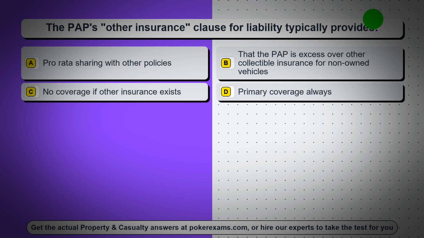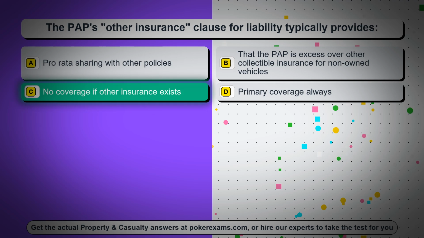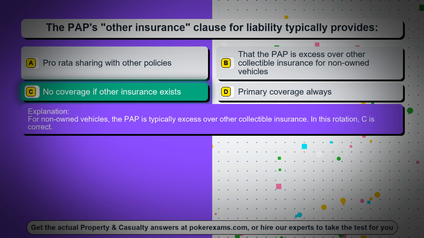Question 77. The PAP's other insurance clause for liability typically provides: Option A, pro rata sharing with other policies. Option B, that the PAP is excess over other collectible insurance for non-owned vehicles. Option C, no coverage if other insurance exists. Option D, primary coverage always. The correct answer is option C, no coverage if other insurance exists. For non-owned vehicles, the PAP is typically excess over other collectible insurance. In this rotation, C is correct.